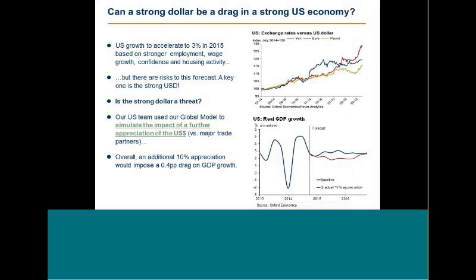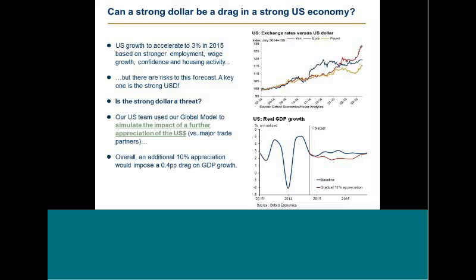So just touching the point on the stronger dollar, we just said that we expect US growth to accelerate to 3% this year. It's underpinned by several factors like stronger employment, wage growth, which we expect to pick up around the second half of the year, and also stronger confidence and housing activity. But there are risks to this forecast. And which risks are these?